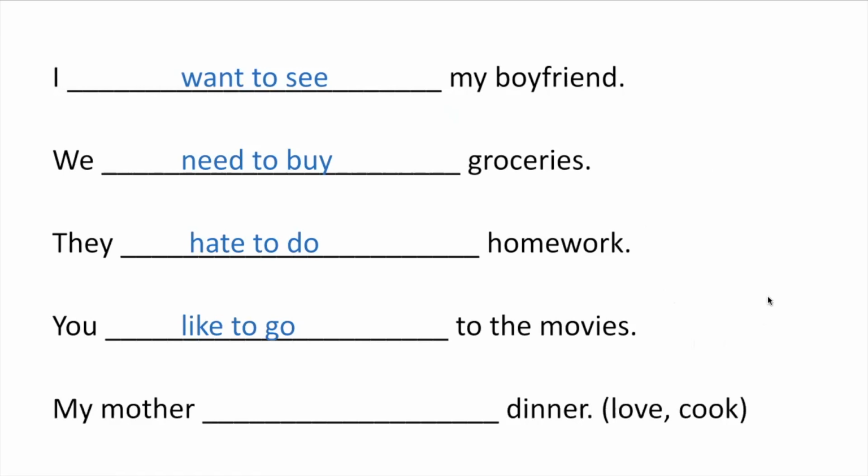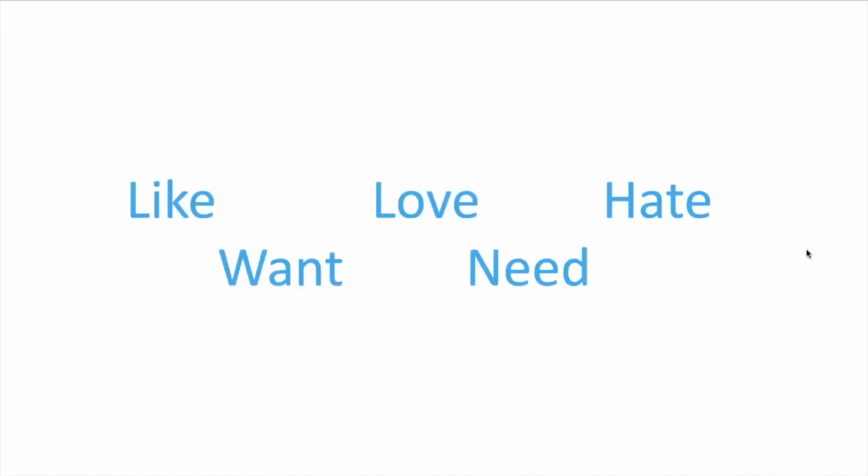Love, cook. My mother loves to cook dinner. And it's loves because it's that third person singular in the present tense, but it's always the same, to cook. I love to cook. My mother loves to cook. The verbs that we're using here, like, love, hate, want, need, verbs that take an infinitive for the second verb, are all verbs that have to do with desires or feelings.